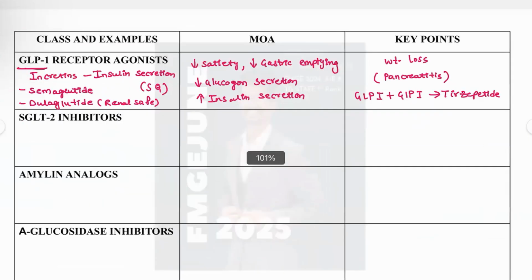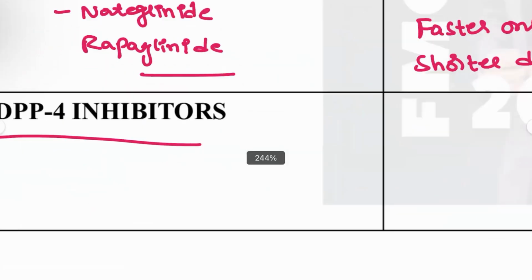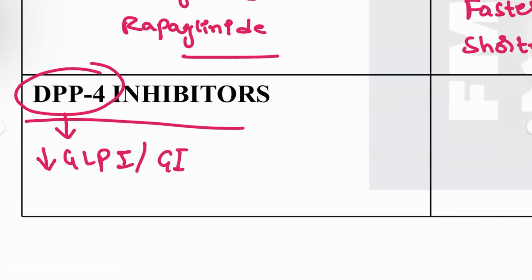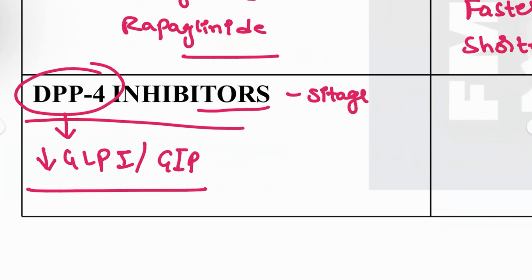And next, we are going back to the DPP-4 inhibitors. Commonly, what the DPP-4 enzyme does is decrease the GLP-1 or GIP action. So that's why we are going to block this DPP-4 by inhibiting the DPP-4 enzyme. What are the drugs we have here, guys? That is sitagliptin, all the gliptins, that is sitagliptin and linagliptin.